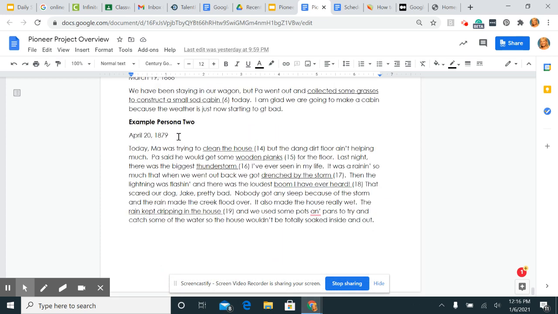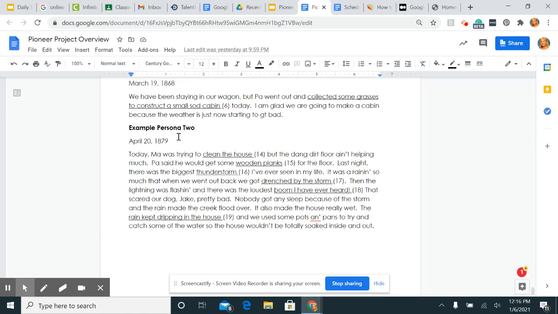Here's another example. I really like this one because this person wrote in the way that a pioneer might talk. Today, Mom was trying to clean the house, but the dang dirt floor ain't helping much. Pa said he would get some wood planks for the floor. Last night, there was the biggest thunderstorm I ever heard in my life. It was raining so much that when we went out back, we got drenched by the storm. Then the lightning was flashing, and there was the loudest boom I'd ever heard. That scared our dog Jake pretty bad.